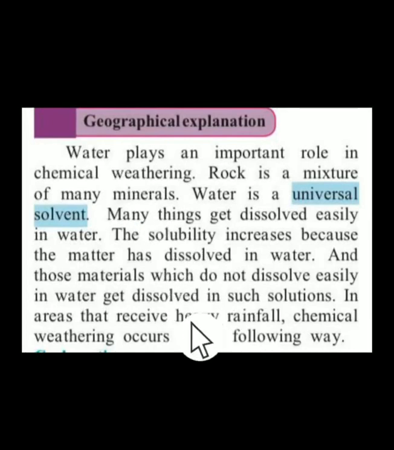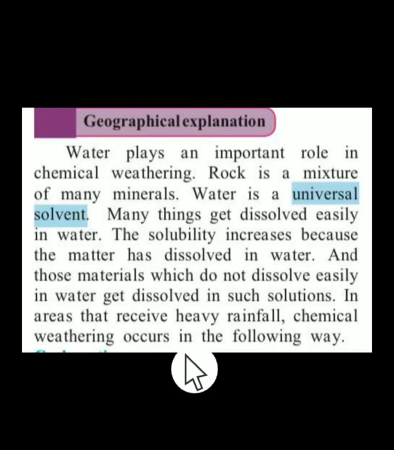Water plays an important role in chemical weathering. Rock is a mixture of many minerals. Water is a universal solvent. Many things get dissolved easily in water. The solubility of water increases because the matter has dissolved in water, and those materials which do not dissolve easily in water get dissolved in such solutions. In the areas that receive heavy rainfall, chemical weathering occurs in the following ways.